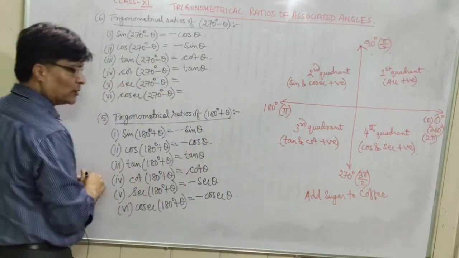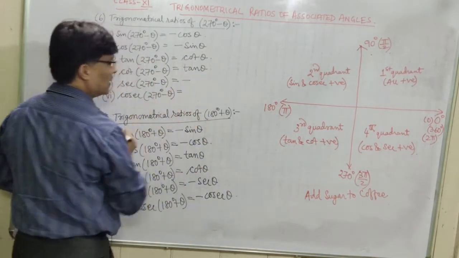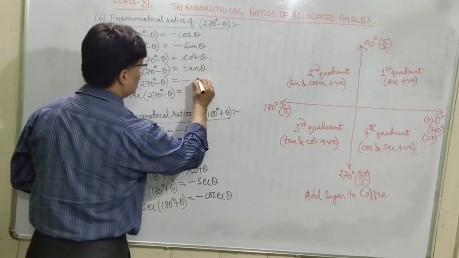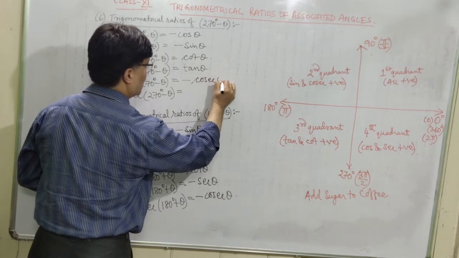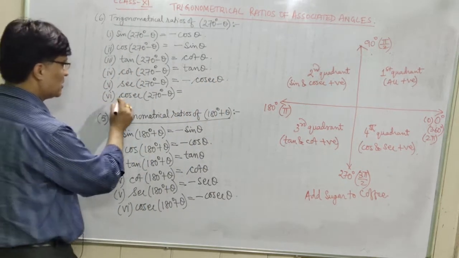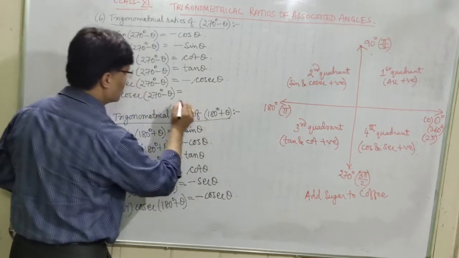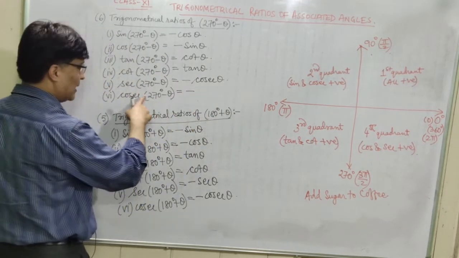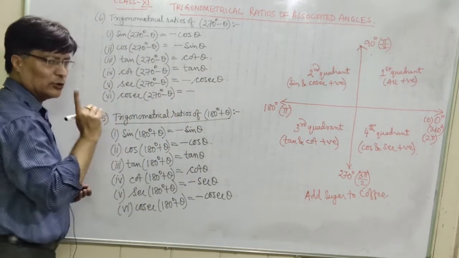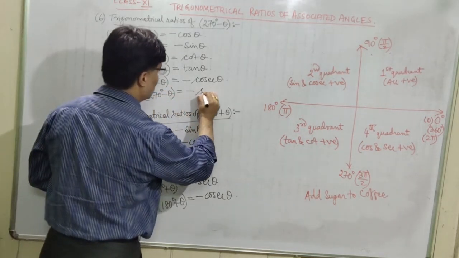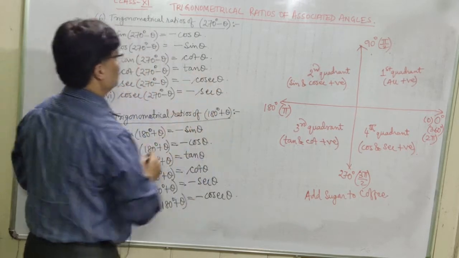Next, what is sec 270 minus theta? It lies in the third quadrant. In the third quadrant, sec is always negative. And it is 90 into 3, odd multiple of 90. So sec changes to cosec. It is cosec theta. Next, cosec 270 minus theta. So cosec is negative in the third quadrant. So it is minus sign. And since 270 is 90 into 3, odd multiple, so cosec changes to sec theta.